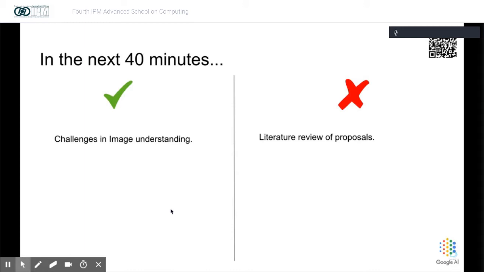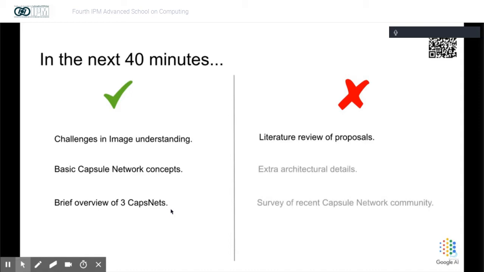This is not a literature review. I will review our motivation behind our research on capsules. I will introduce the basic elements of capsule networks and discuss 3 variations of capsule networks. These basics will be useful to anyone interested in applying capsule networks in new domains. We will have a survey of recent developments in the next session.